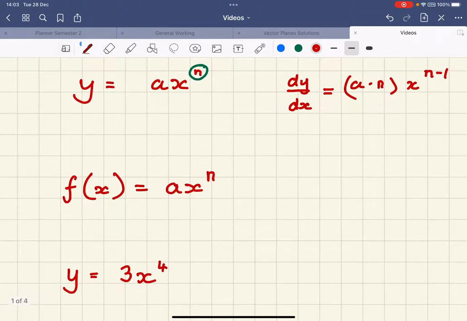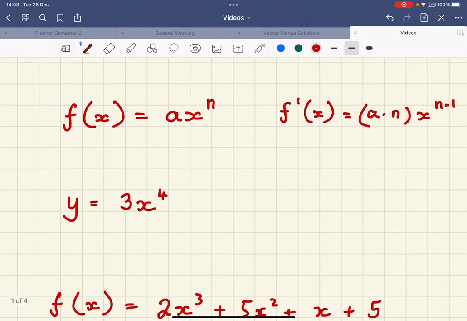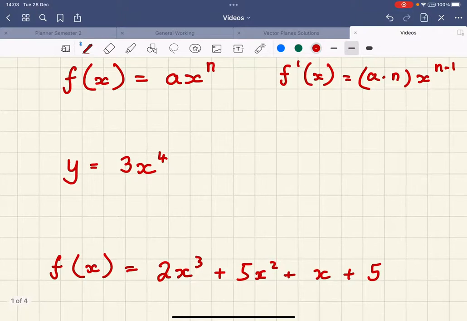Now, if we've got a function, all we simply do is write the function with a dash, and then we do exactly the same thing: a times n x to the n minus 1. That's how we differentiate. So we'll have a look at some examples here.